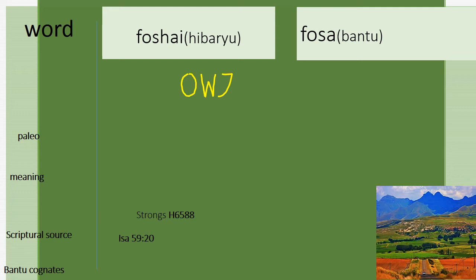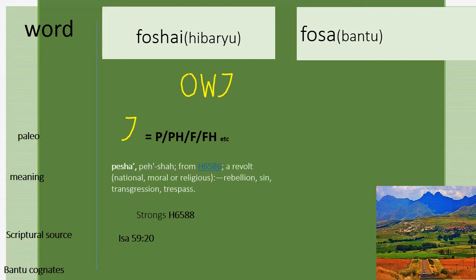Now for shy in Hebrew, we can see there also that the first letter denotes a P, etc. According to Strong's, the word for shy or fosha in Hebrew means rebellion, sin, transgression, trespass. Now fosa in Bantu with a voiceless h means to do wrong, to transgress, to trespass, to sin. So we can definitely see here that the two words are similar.